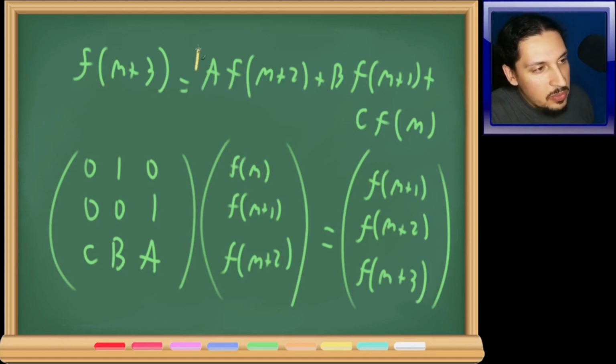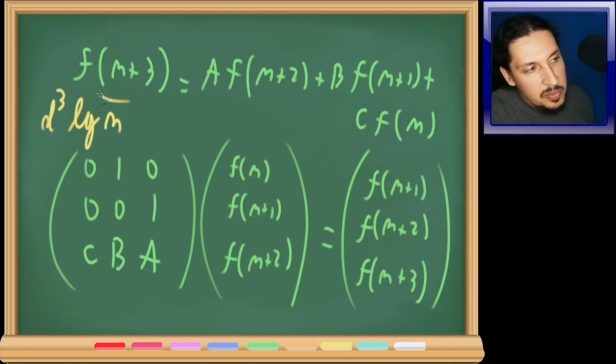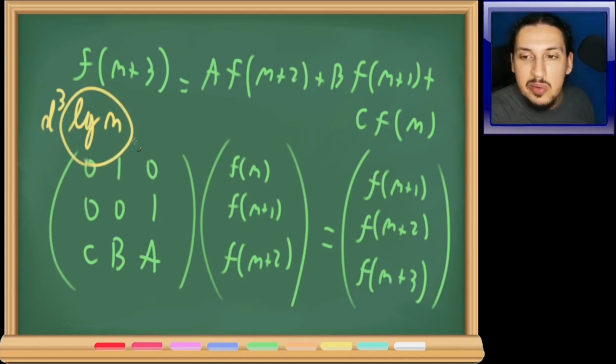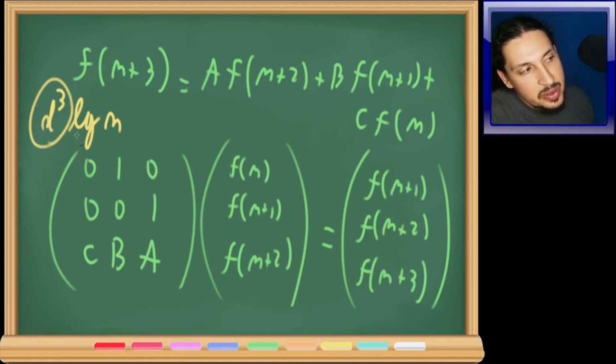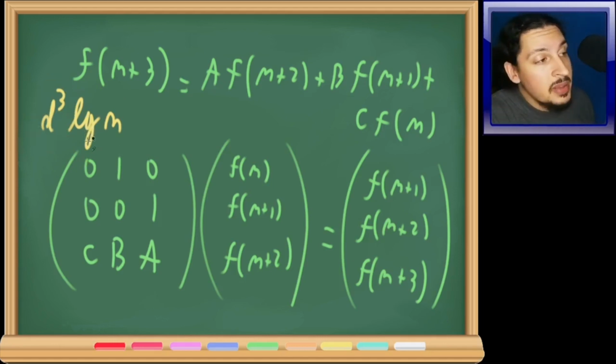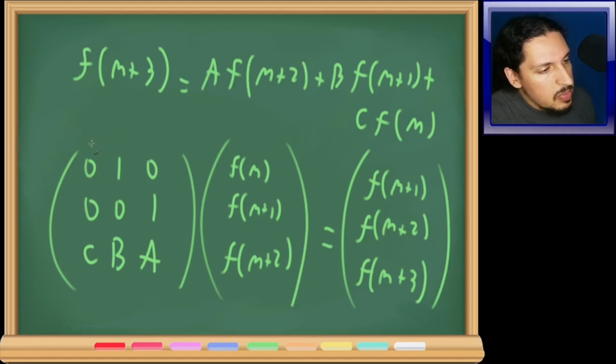Well, if the linear recursion has d terms in total, then there is an algorithm of complexity d cubed times log n in order to compute the nth value of this recursion, which when d is very small is okay because basically log n is all you care about, but for a large recursion it might be problematic. And what is the algorithm? Well, the algorithm is like this.